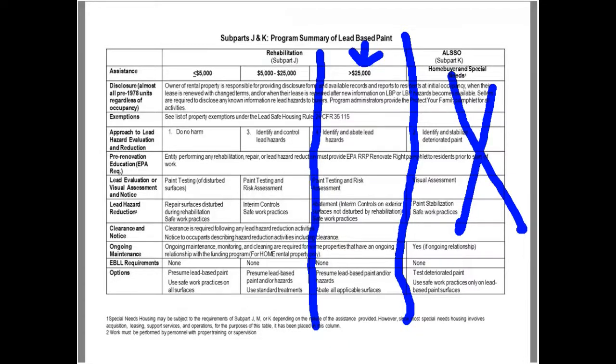And so you'll see we need to do risk assessment and paint testing. That's the same as 5 to 25. But my treatment is much more stringent. I need to be doing abatement. I could be doing interim controls on the exterior surfaces, not disturbed, but on interior I need to be doing abatement. Other options, I could be presuming, and I could be abating all applicable surfaces.